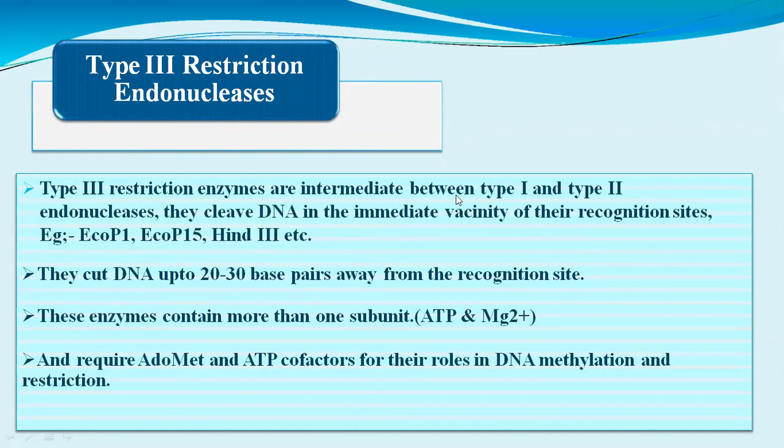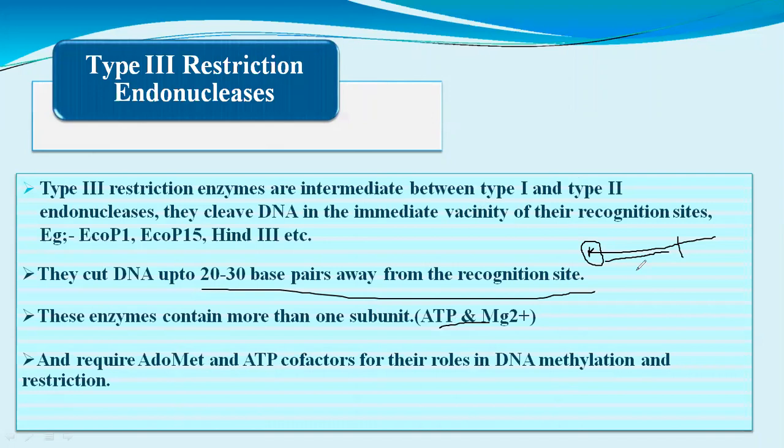So if this is the recognition site on a DNA, इसके आगे 20 to 30 base pairs जाके it will cut the DNA. Okay, so they will cut the DNA 20 to 30 base pairs away from the recognition site. This enzyme contains more than one subunit. It requires ATP and it also requires some magnesium ions. They require AdoMet, that is S-adenosyl methionine, and ATP cofactors for their roles in the DNA methylation and restriction.